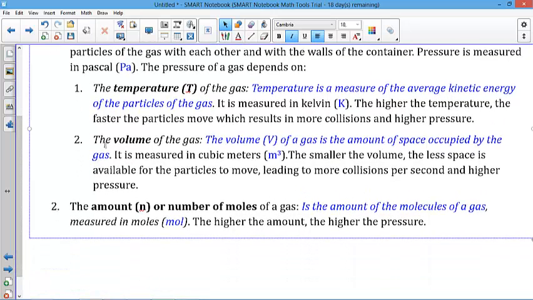The other thing that pressure will depend on is the volume of the gas. The volume of a gas is the amount of space occupied by the gas. It is measured in cubic meters. The smaller the volume, the less space is available for the particles to move, leading to more collisions per second and a higher pressure.